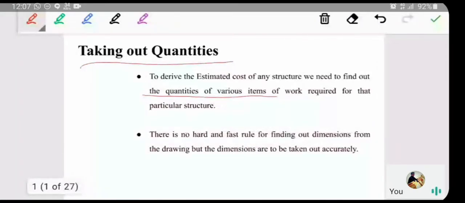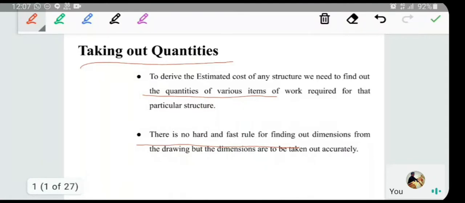Once you go out on the field, the various estimators might use their own method. So remember that there is no hard or forced rule for finding the quantities of a particular item of the work. There is no rule. The only rules that apply are the rules of deduction for the brickwork and plastering. For calculating the quantity of an item of the work, whatever dimension you are going to find out, and whatever quantity in cubic meter you are going to find out, for that calculation we do not have any rule or any standard method.